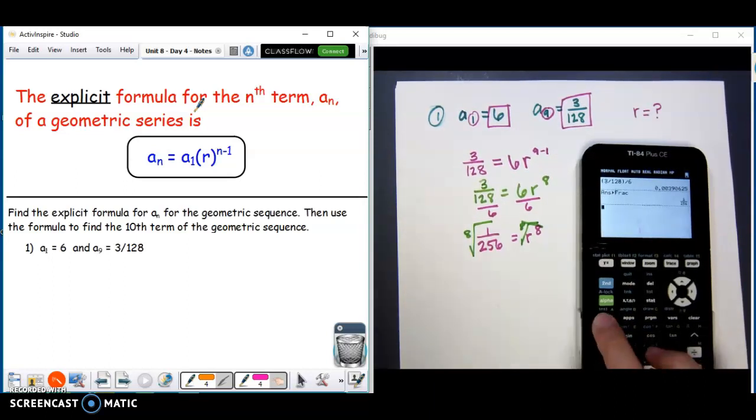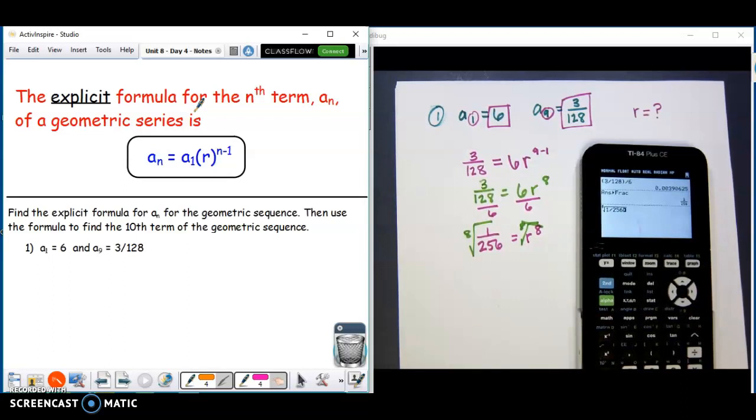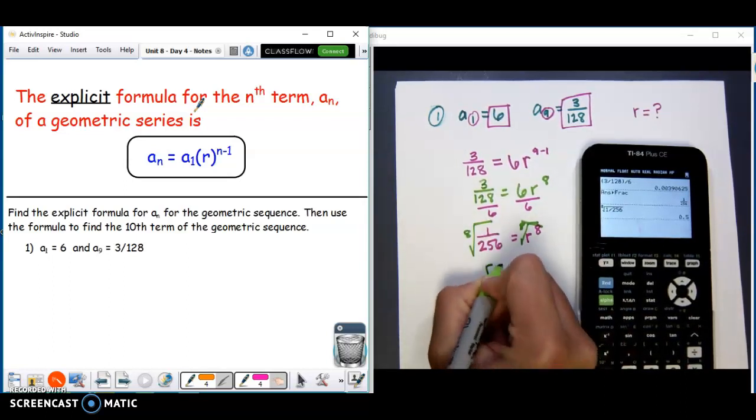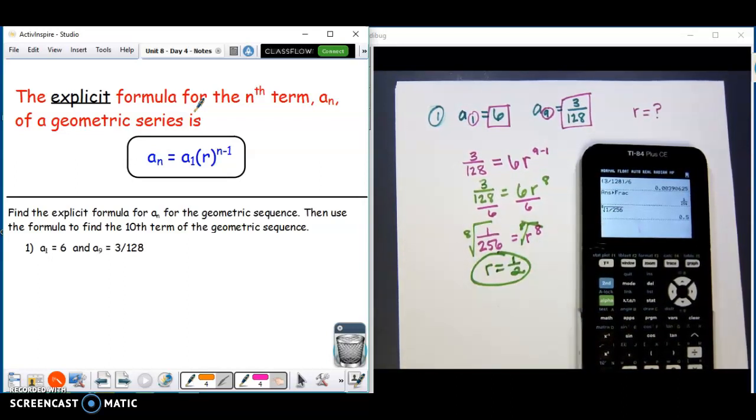To take the 8th root on your calculator, go to math, and then go to number 5. It'll let you type in whatever root you want to do. And then we're doing 1 over 256. So our r value is 0.5, or 1/2. What we're multiplying by each time, that ratio, is 1/2.